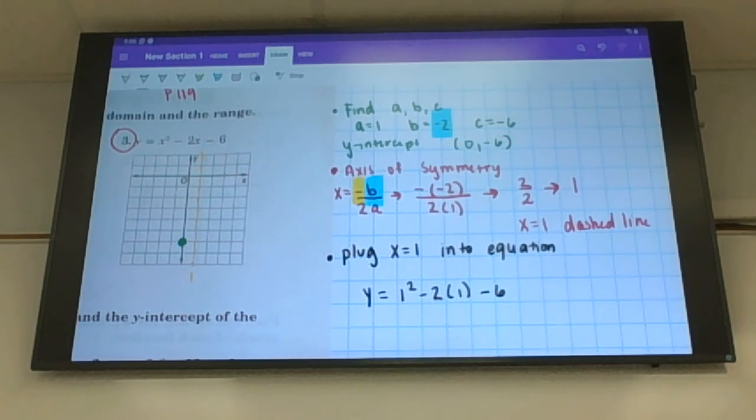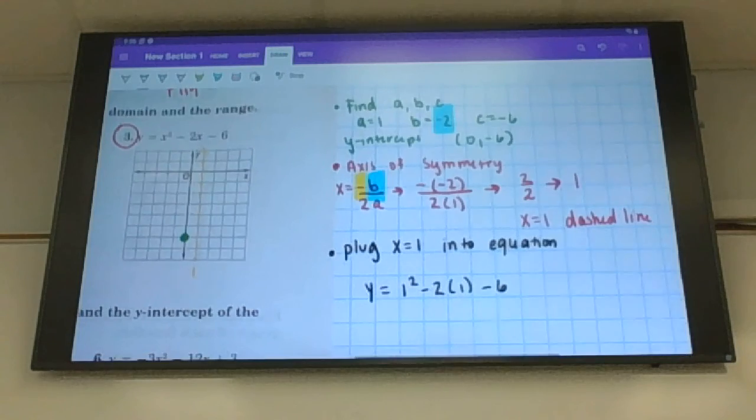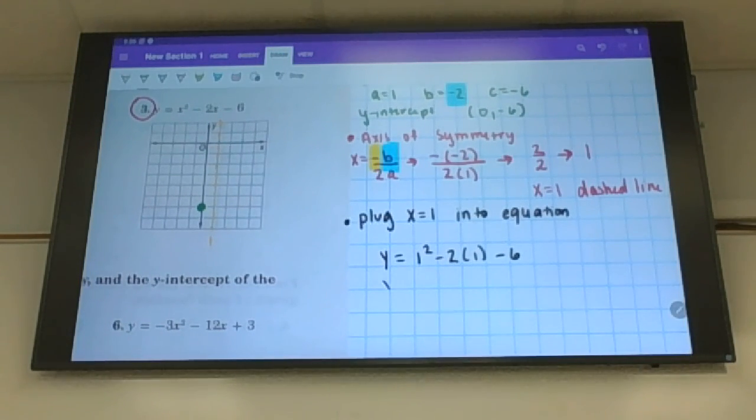Benjamin, what's the answer when we plug in 1? Oh, Benjamin's got an answer. Ready to go. 1 minus 2 minus 6. -1 minus 6. You're right. It's -7. So our vertex is 1, -7.